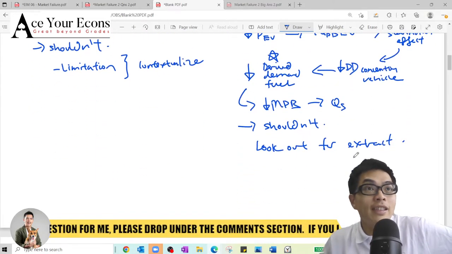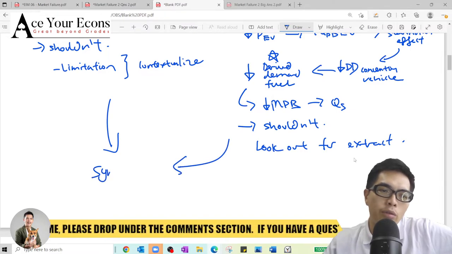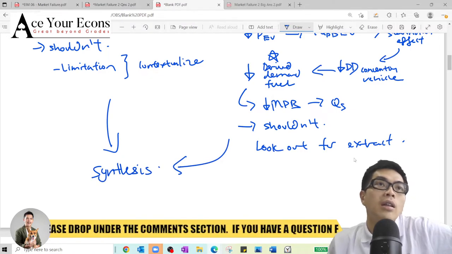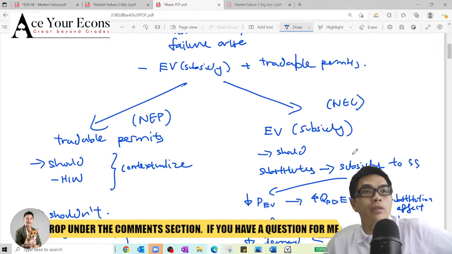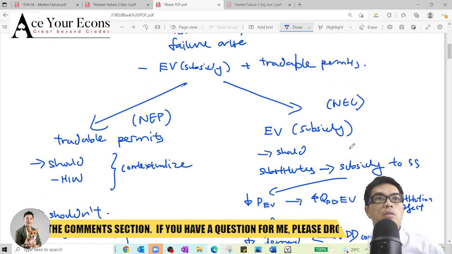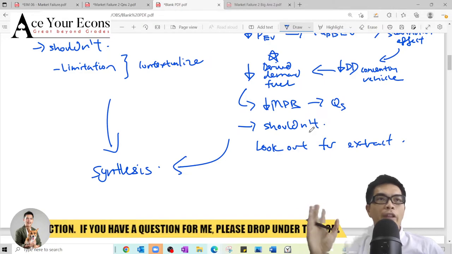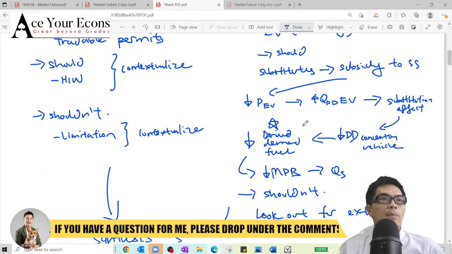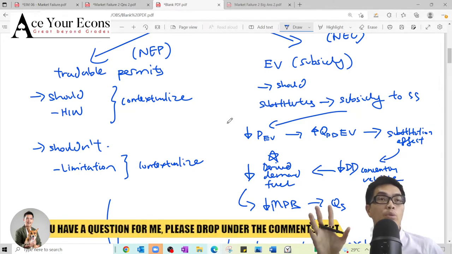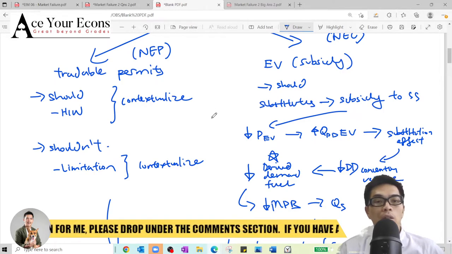So, synthesis. For my stronger students, I want you to build a synthesis. I want you to justify which policy India should use and why. You need to justify why. That's only when you are confident to develop these two points in depth. For my students who are still busy figuring out, at least get the tradable permits right. Tradable permits is your bread and butter. You don't get to see EV and subsidy very often. Clear? But at least get the tradable permits right, with the limitation.